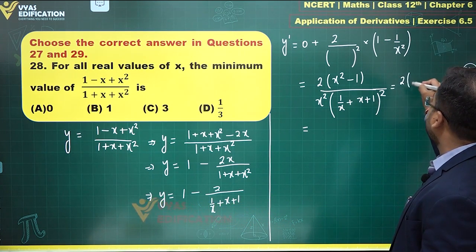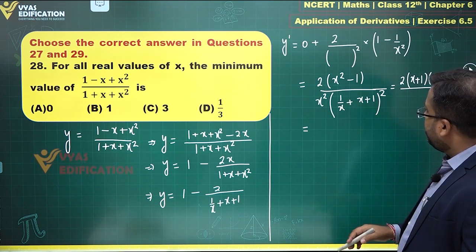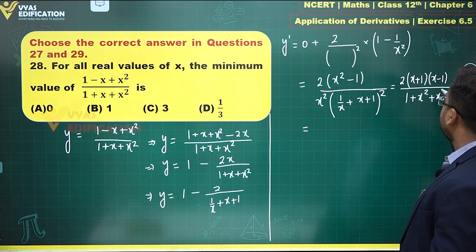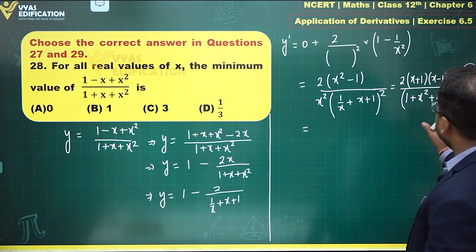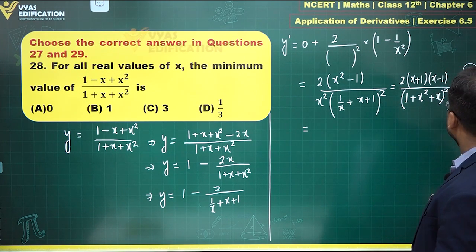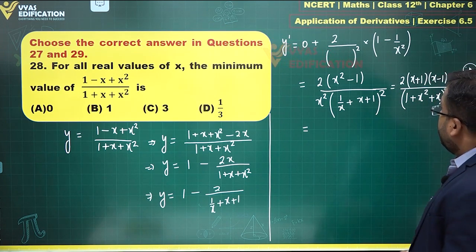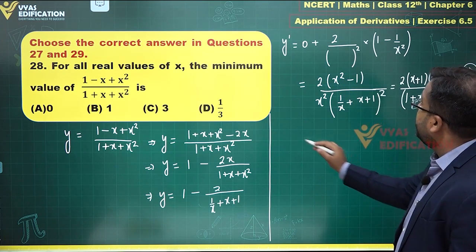Basically, this will convert to 2 times (x plus 1)(x minus 1) over here, and in the denominator what you'll have is (1 plus x square plus x) squared over here. That's what you'll get, right? Which is pretty simple. 1 plus x square, right? That's the denominator here. Okay, and now I can analyze the sign scheme of this particular derivative.